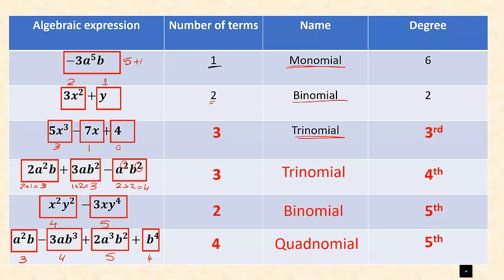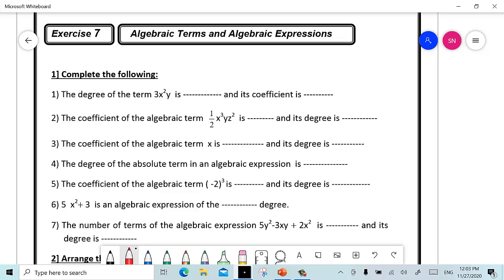Let's go now and solve more examples in our binder, page 13. Question number 1, complete. The degree of the term 3x squared y is, and its coefficient is. We said that any term consists of different factors. The coefficient is the numerical factor. What is the numerical factor I have here? In 3x squared y, the numerical factor is 3. So the coefficient is 3.